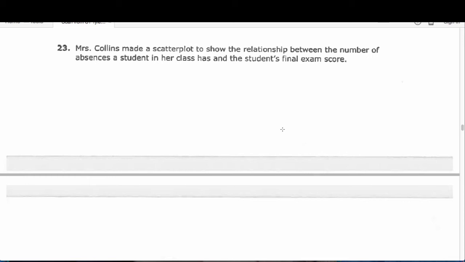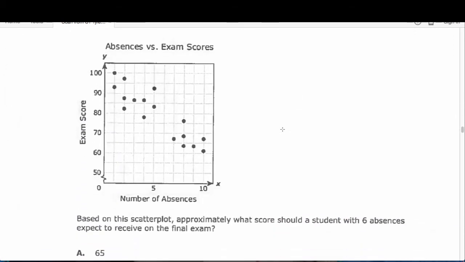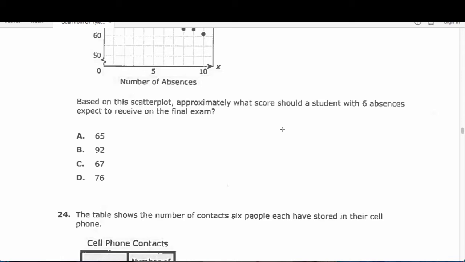Question 23. Ms. Collins made a scatter plot to show the relationship between the number of absences a student in her class has and the student's final exam score. If you need the chart read to you, please raise your hand. Based on this scatter plot, approximately what score should a student with 6 absences expect to receive in the final exam? A. 65, B. 92, C. 67, D. 76.